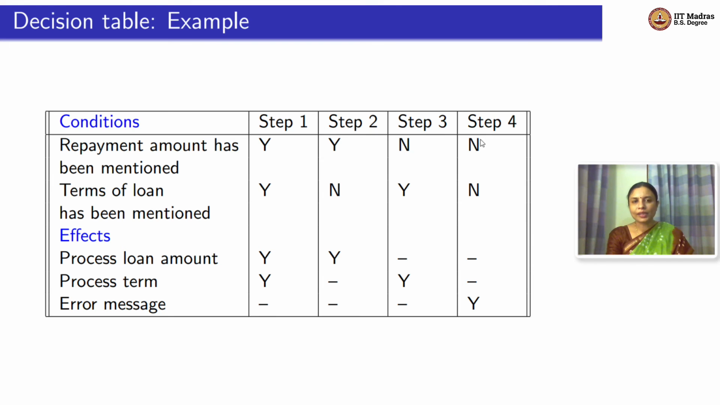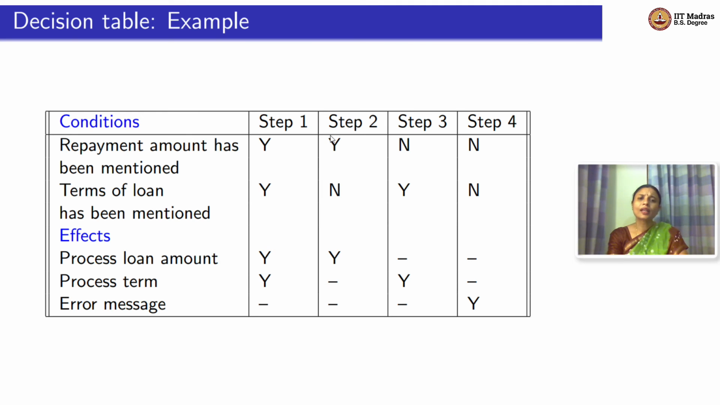And there are some steps which allow you for certain combinations of conditions. So in the first step, both the repayment amount and the term of the loan have been mentioned. So they are both marked Y. And the result or the output of the software is that it can process the loan amount. It can start processing the term of the payment of the loan. There are no error messages to be given out.